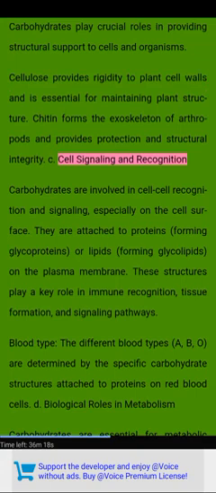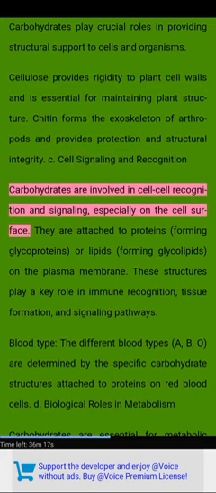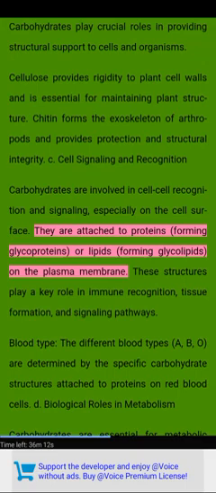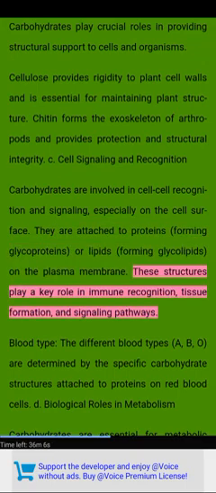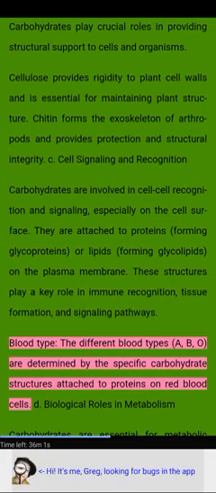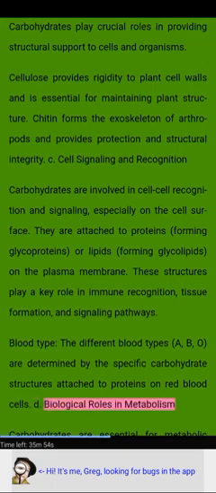C. Cell signaling and recognition. Carbohydrates are involved in cell recognition and signaling, especially on the cell surface. They are attached to proteins, forming glycoproteins, or lipids, forming glycolipids, on the plasma membrane. These structures play a key role in immune recognition, tissue formation, and signaling pathways. Blood type: the different blood types A, B, O are determined by the specific carbohydrate structures attached to proteins on red blood cells.